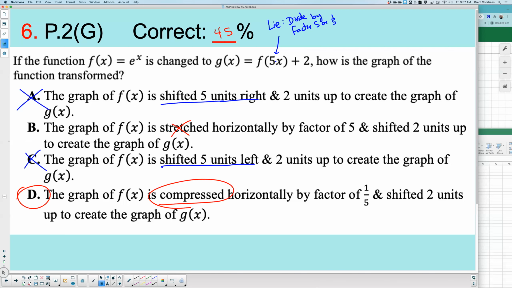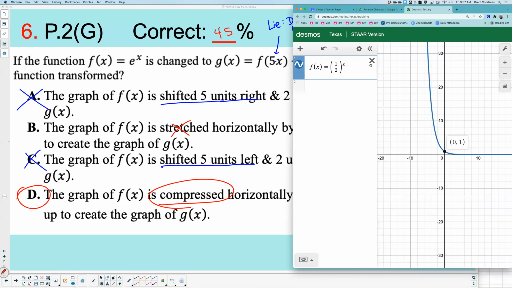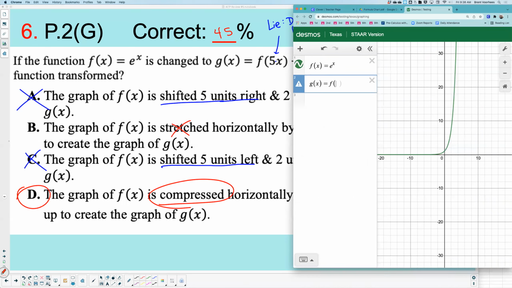Now, graphically, could you do this? Yes. And I will show you graphically very quickly. I'm going to graph the original e to the power of x. And then I'm going to type in the transform, g equals f parentheses 5x plus 2 on the outside. The original is in green. The purple is the new. You can see it's shifted.